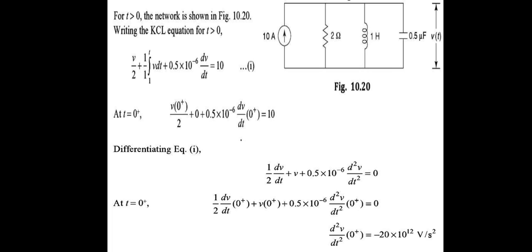Now when t is greater than 0, the network is shown in figure 10.20. Here the 10 ampere current is passing through it, and you have 2 ohm, 1 henry and 0.5 microfarads. So for t greater than 0, the network is shown in the figure. Writing the KCL, KCL means you need to take the nodal analysis. So there are two nodal points here.